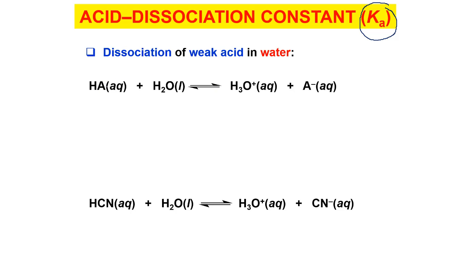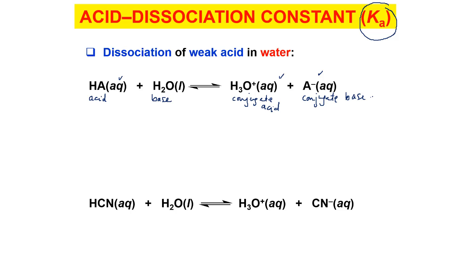So the weak acid HA dissociates in water very slightly and forms hydronium ion and A- ion. If you look here, this is the acid, this is the base, this is the conjugate acid of water, and this is the conjugate base of the acid. So what we want to convey here is what the Ka expression is and how we write the Ka expression.